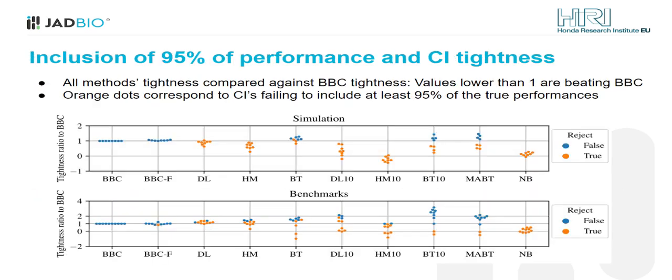Regarding the inclusion of the 95% of performance and the confidence interval tightness, all methods' tightness were compared against the BBC tightness. And in the plots here, values lower than 1 are considered better than the BBC. On the other hand, orange colored dots correspond to confidence intervals failing to include at least 95% of the true performances according to the statistical test based on the binomial distribution that we mentioned earlier.